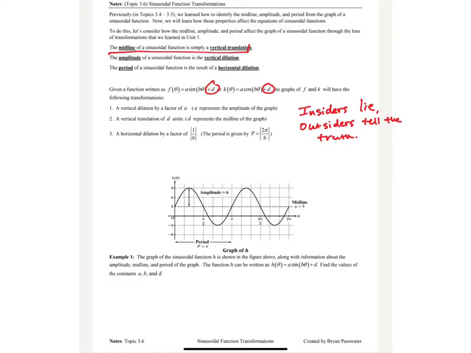Do y'all remember the day that we started looking at this stuff and Joseph said amplitude is a vertical dilation? And I was so proud of him for that. Y'all remember the one day I was really proud of Joseph?